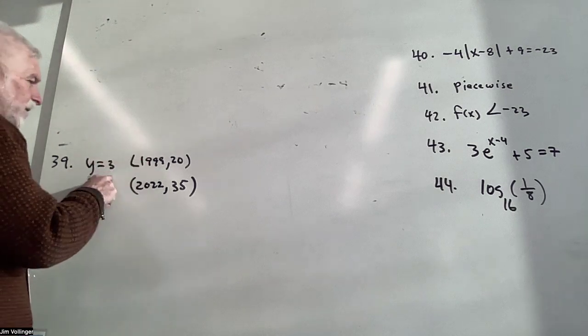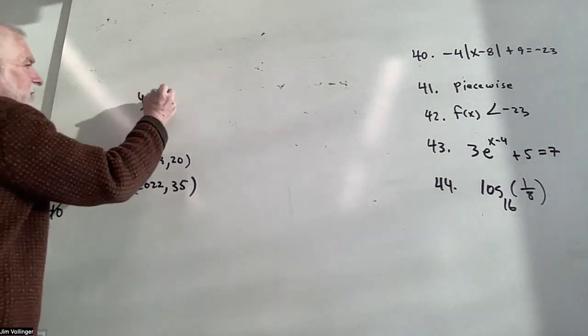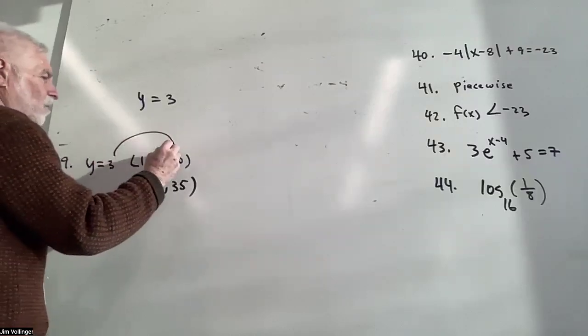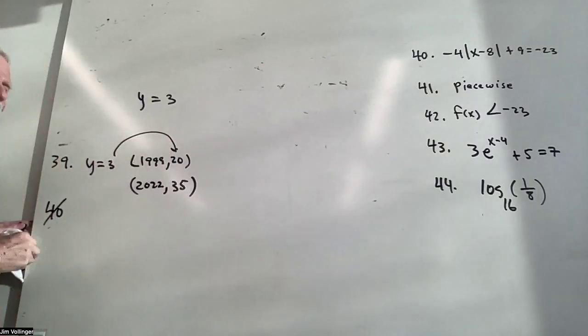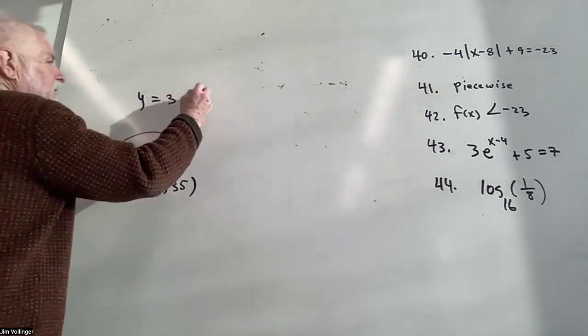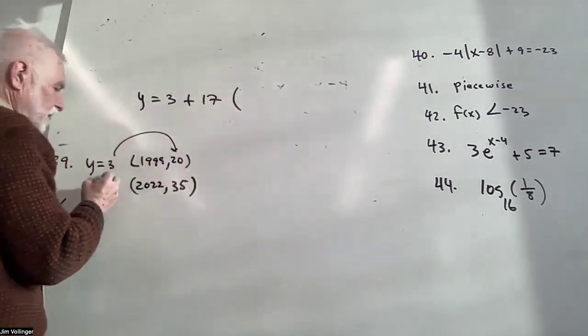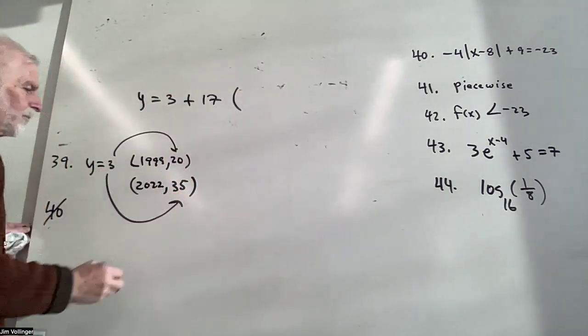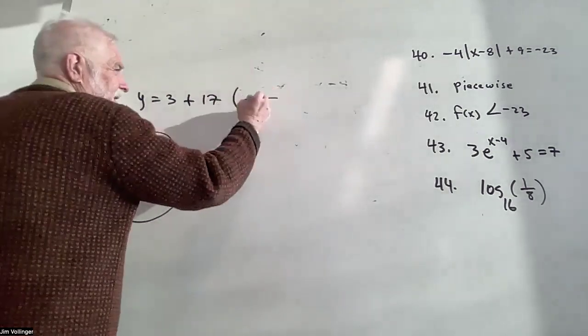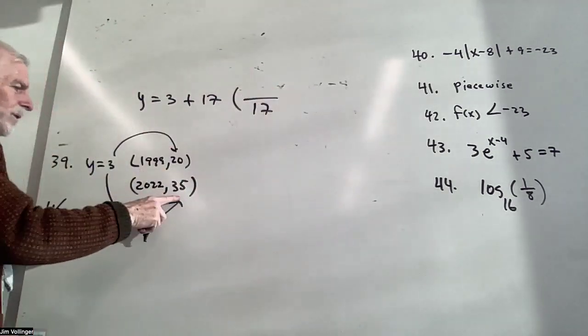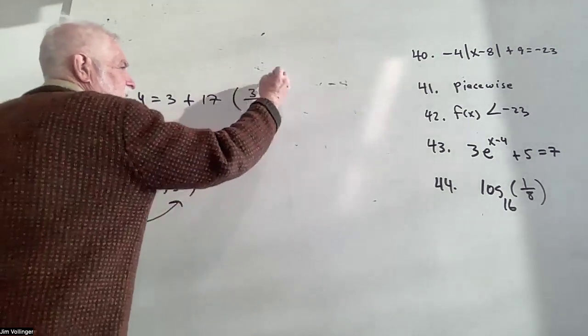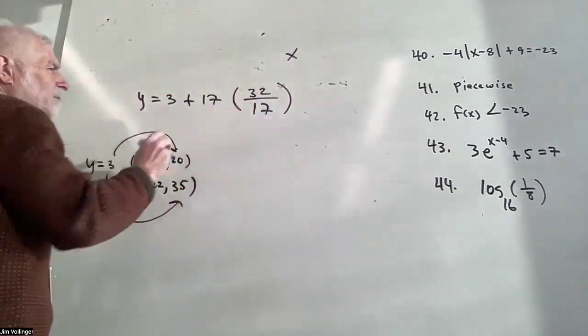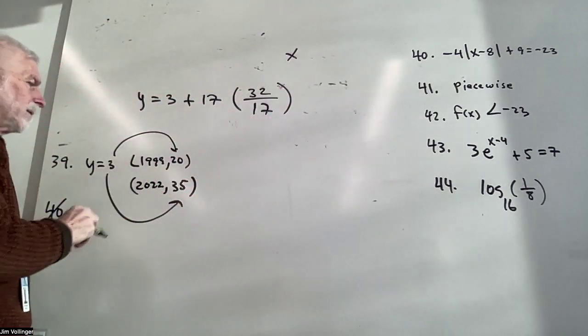So y equals 3, exponential. I'll start there, and I'll ask, how do I get from that y to that y? Displacement. I got to add 17. Next time, I'm not going to go from 3 to 20. I'm going to go from 3 to 35, and that's not 17. 3 to 35 is 32. So I have an exponential function whose differentials are a little bit more than doubling.